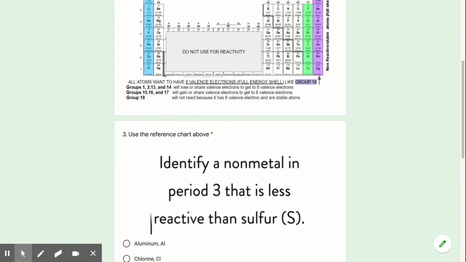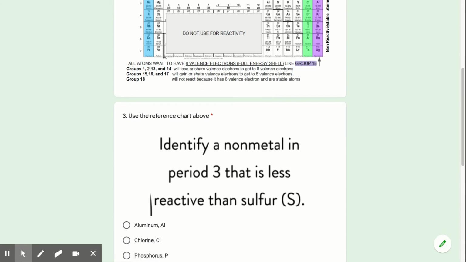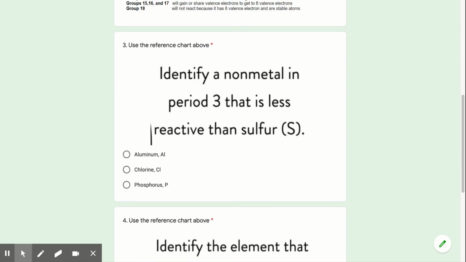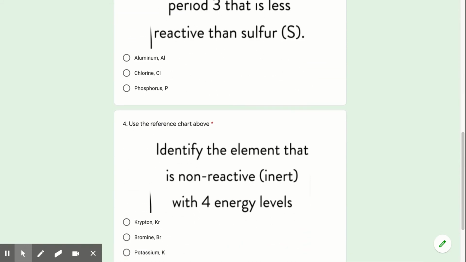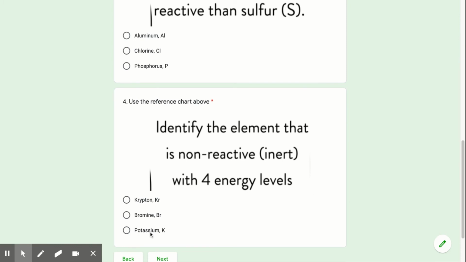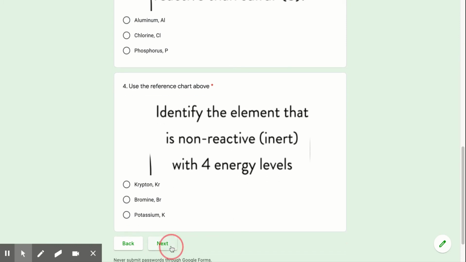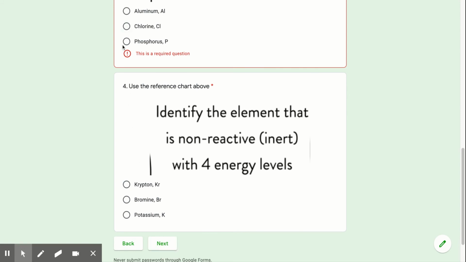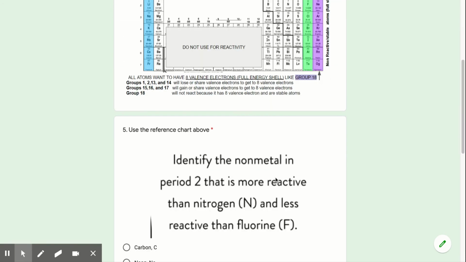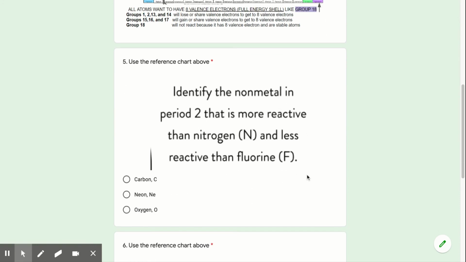Question 3, identify a nonmetal in period 3 that is less reactive than sulfur. So you get aluminum, chlorine, and phosphorus. Question 4, identify the element that is non-reactive or inert with 4 energy levels. Krypton, bromine, or potassium. And I'm just going to put in some random answers right now so that you guys can see the next questions. Okay. Identify the nonmetal in period 2 that is more reactive than nitrogen and less reactive than fluorine. So you have carbon, neon, oxygen.